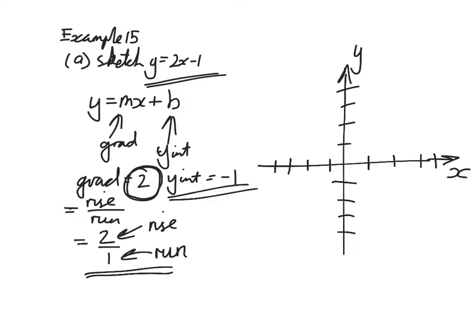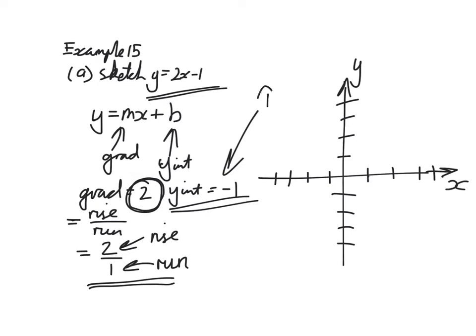So let's plot this. Step number 1 is to plot the y-intercept. We know that this line has to pass through this point. And here's your y-axis. Where is -1? Well, it's right here. And I should choose a different colour pen, shouldn't I? I can do this. The line will go through this Cartesian plane at that particular point.